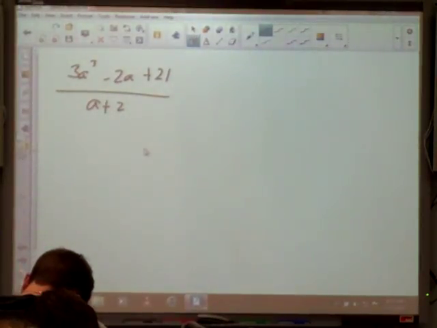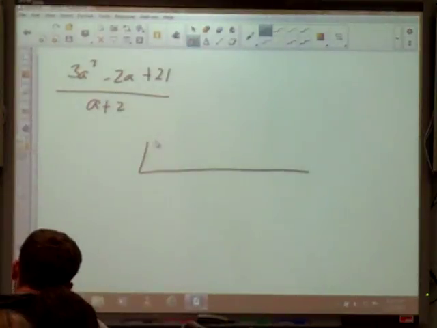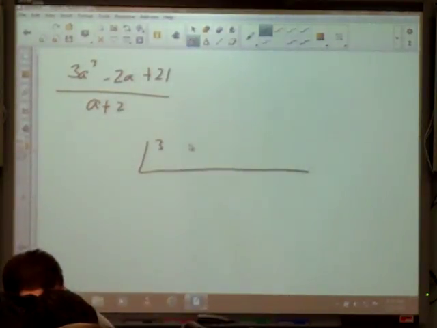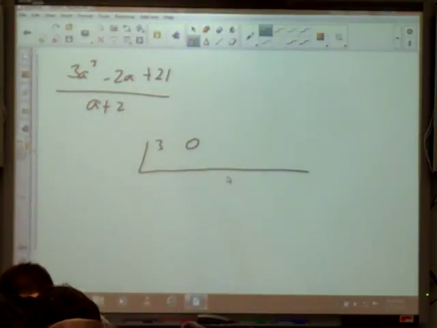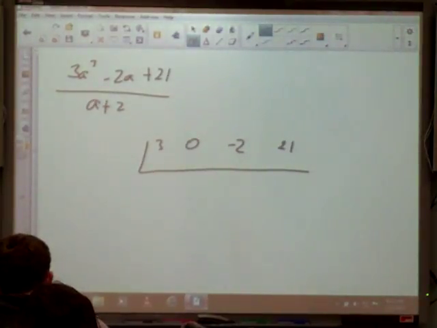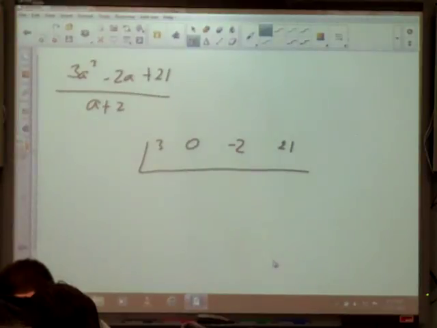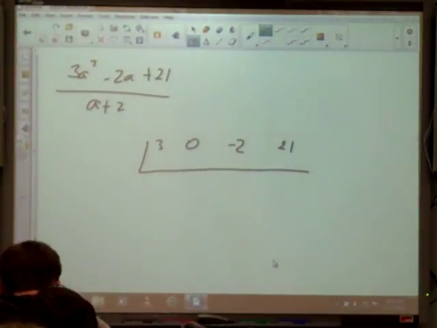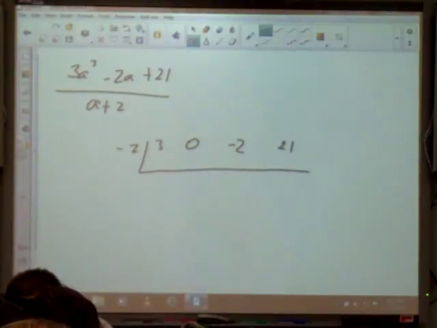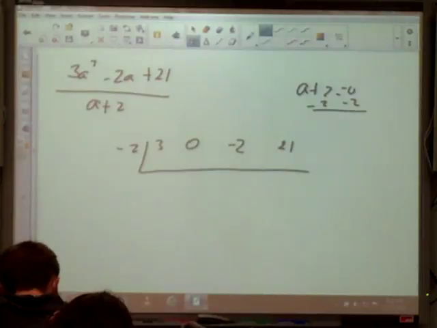So it's going to be 3a cubed, 0a squared, negative 2a, and 21. Okay, outside my box, if it's a plus 2, what's that mean it's going to go outside? Very good, negative 2, because you would take that a plus 2 and set it equal to 0 and solve.